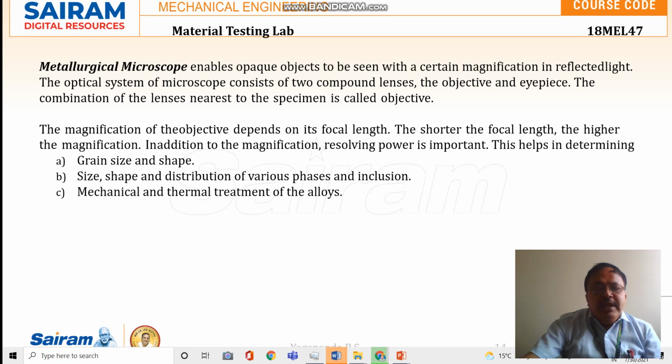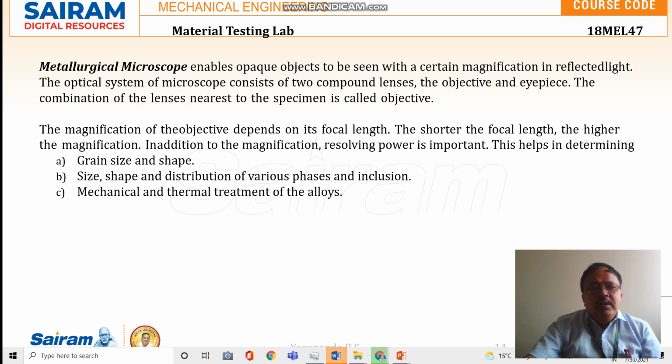So here the grain size and shape, and the size, shape and distribution of various phases will be studied, along with the mechanical and thermal treatment of the alloys. These things will be determined with the help of the metallurgical microscope.